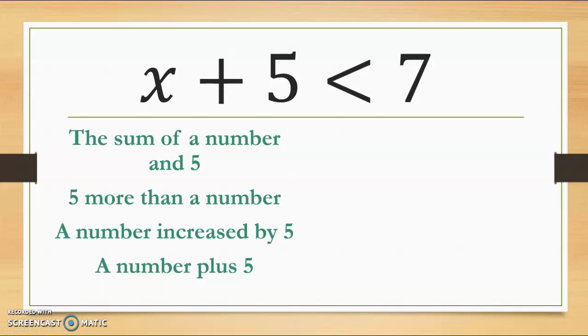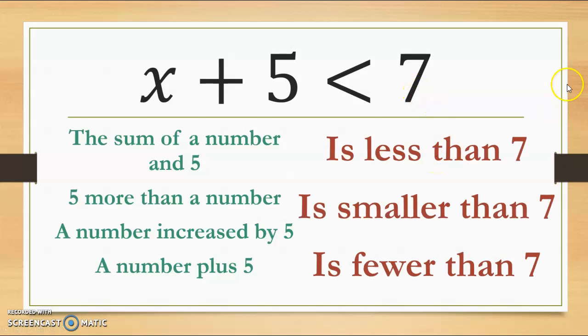Maybe you see the sum of a number and 5, or 5 more than a number. Pay attention, their "more than" is actually talking about addition, not an inequality sign. Or maybe we see a number increased by 5, or simply a number plus 5. On the right hand side, we have a less than 7. So again, a couple of ways, not all of the ways, but maybe it says is less than 7, is smaller than 7, or is fewer than 7.